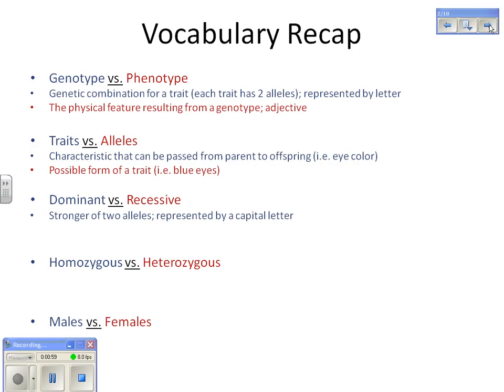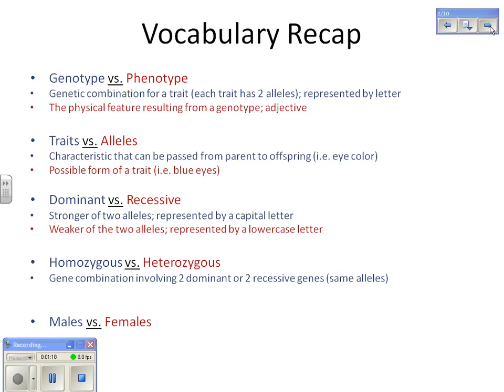In terms of those alleles, we have the law of dominance, which states that one trait is usually stronger than the other, and that's going to be represented by the capital letter. And of course, then we have a recessive, which is the weaker, and it's represented by a lowercase letter.